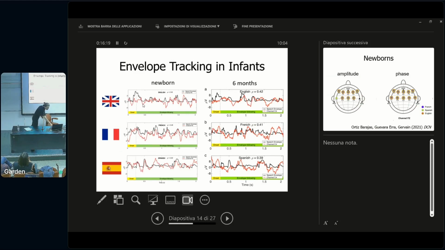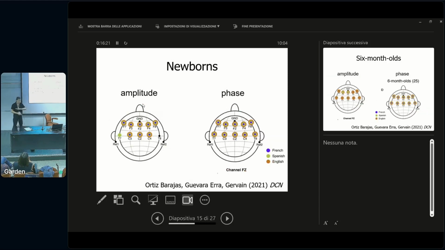This is just a single baby, but here are the statistical results. We did sort of complicated Monte Carlo statistics on it, which I'm not going to go into. I'll only show you the results. Essentially, we looked at amplitude tracking and phase tracking separately, and what you see color-coded are the languages. If you see a color dot of a specific color, then that channel shows, at the group level now, of course, amplitude or phase tracking. And this is at birth.